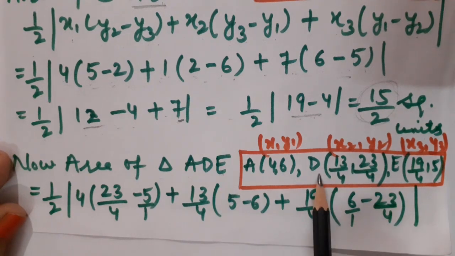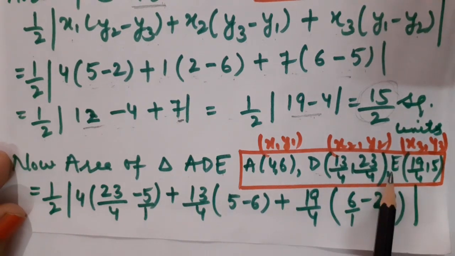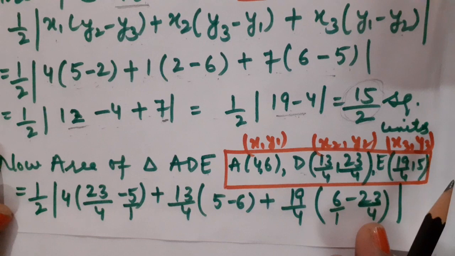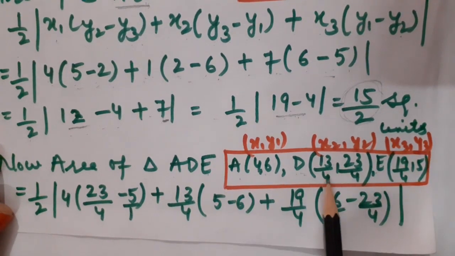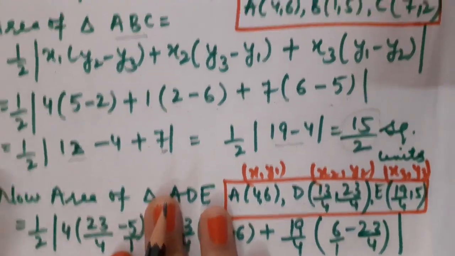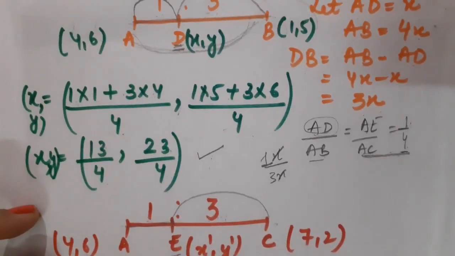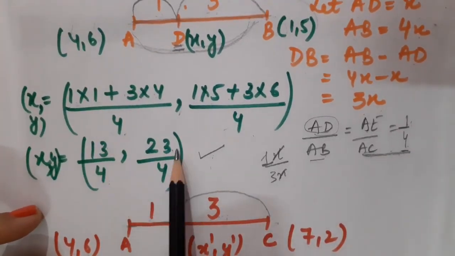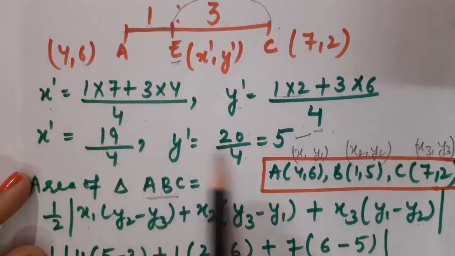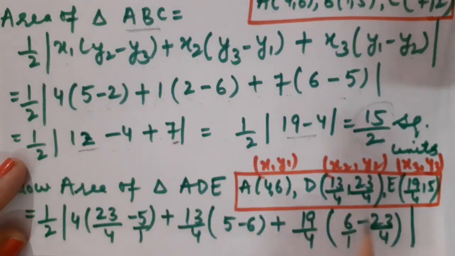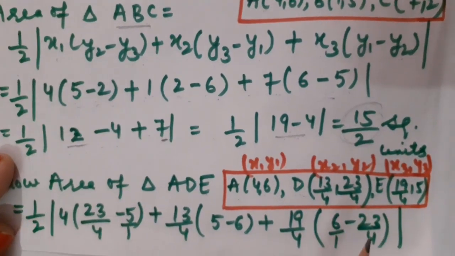Now let us calculate area of triangle ADE. We have just calculated the coordinates of D and E, children, using the ratio 1:3. So here I have written A 4,6, D 13 by 4, 23 by 4. Just have a look, we have just calculated over here, 13 by 4 and 23 by 4. And the coordinates of E were 19 by 4 and 5. Correct? So here I have written 19 by 4 and 5.